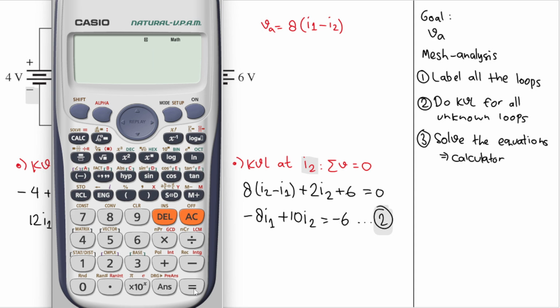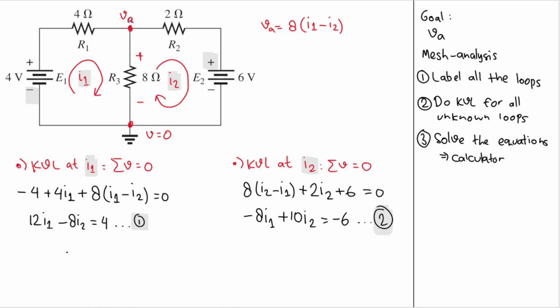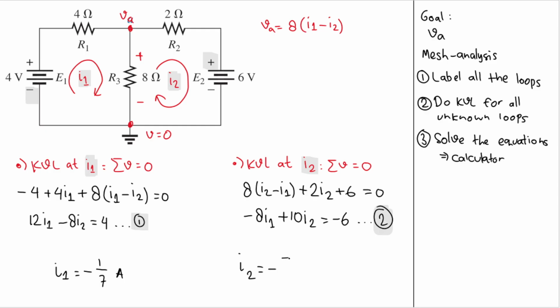I1 will be our x value, right? Which is minus 1 over 7. So I1 here is equal to minus 1 over 7. And the unit will be ampere. Then what is I2? I2 is this value here. I will have minus 5 over 7. Minus 5 over 7 ampere.